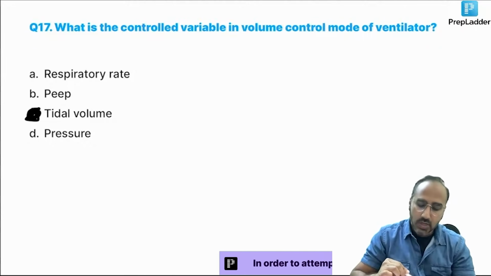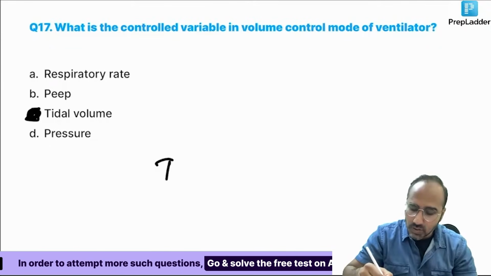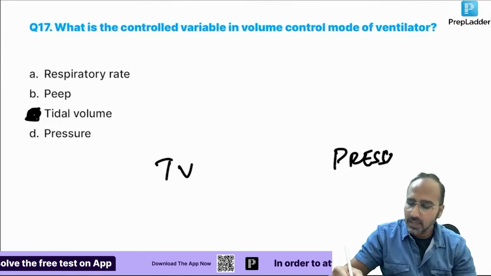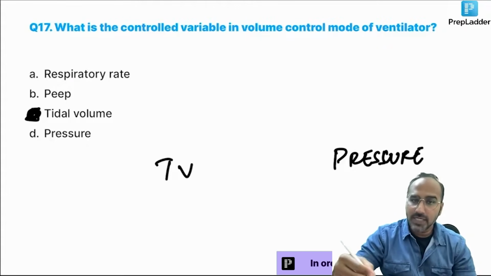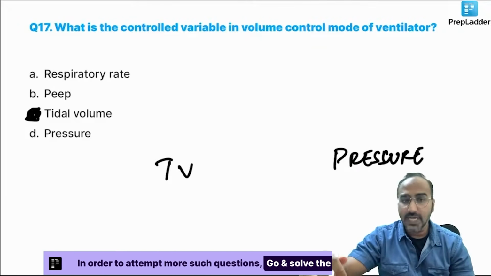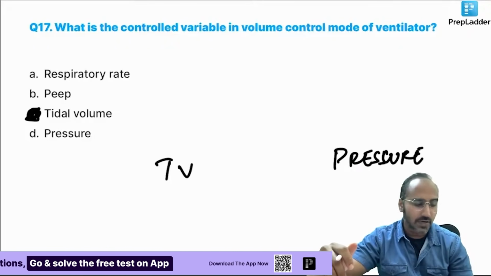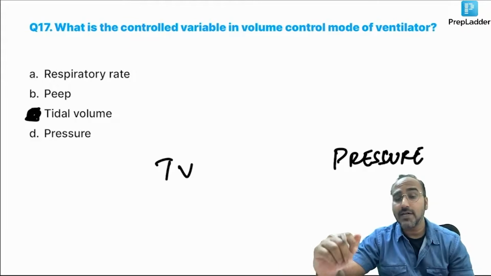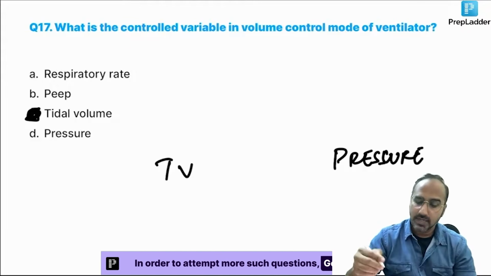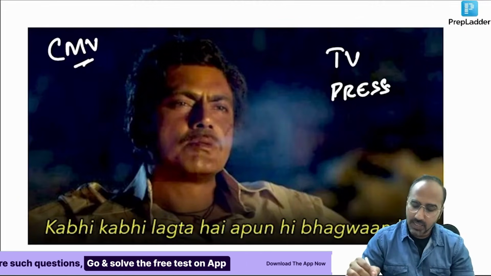But remember, there is one mode of ventilator that controls the tidal volume as well as the pressure. In pressure control mode, the control variable is pressure, whereas in volume control mode, the control variable is tidal volume. There is one mode of ventilator that controls the volume as well as pressure. What is that mode called?